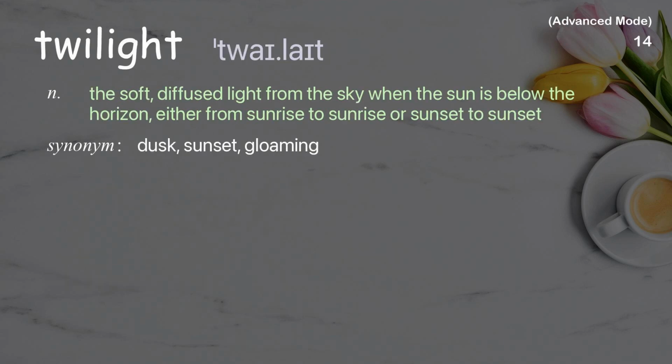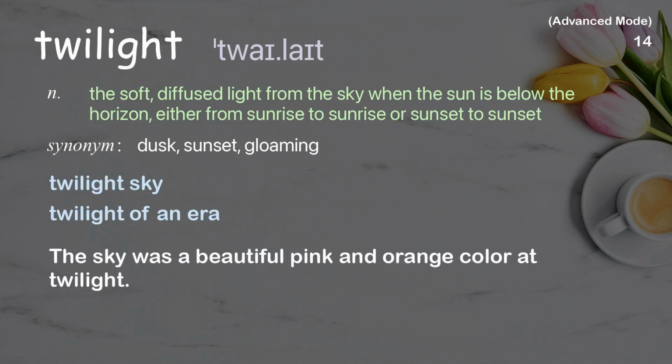Twilight. The soft, diffused light from the sky when the sun is below the horizon, either from sunrise to sunrise or sunset to sunset. Examples: Twilight sky. Twilight of an era. The sky was a beautiful pink and orange color at twilight.